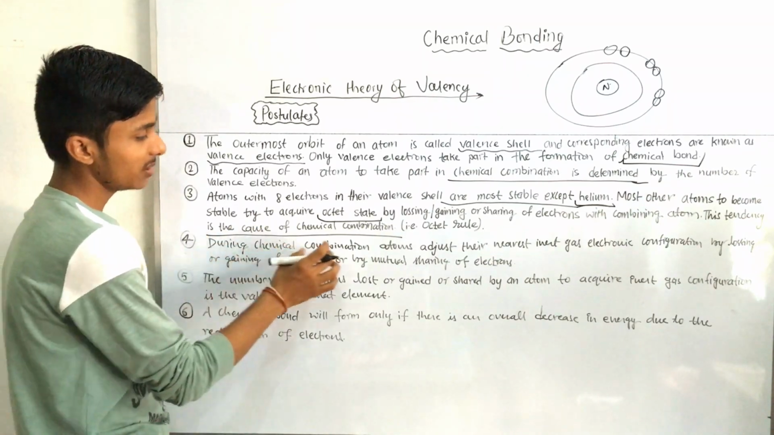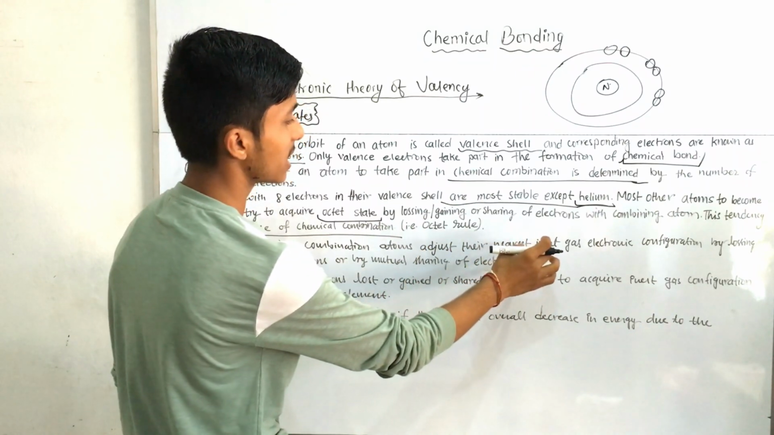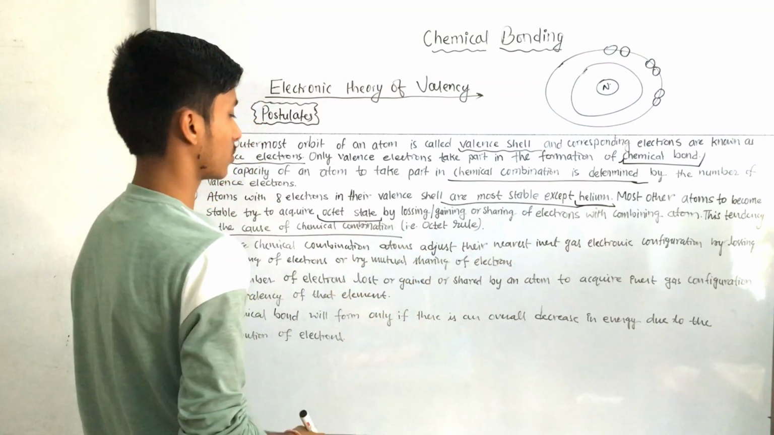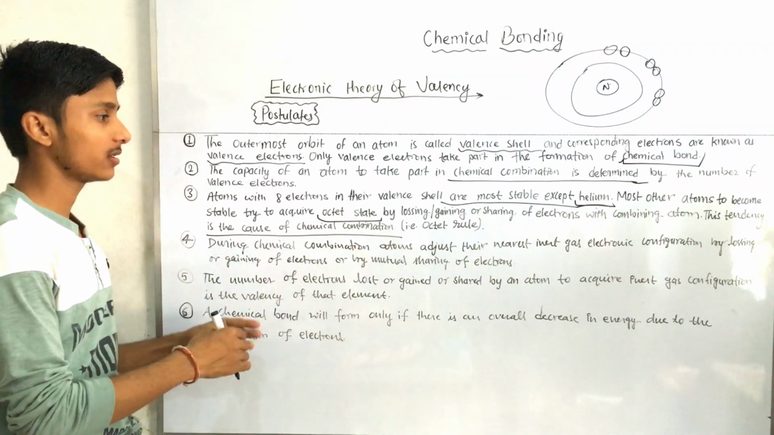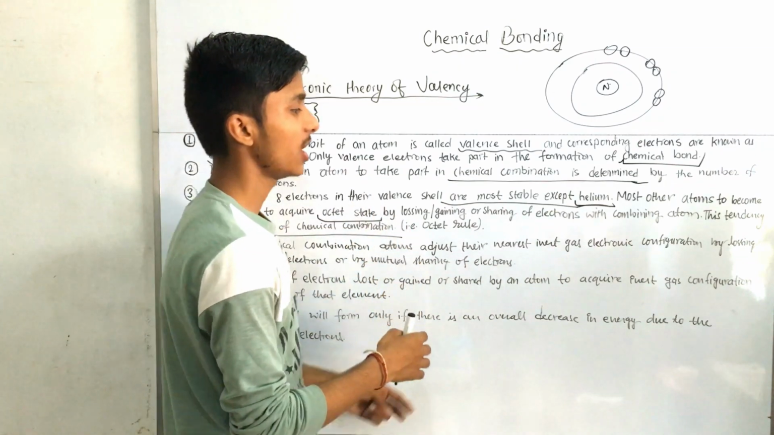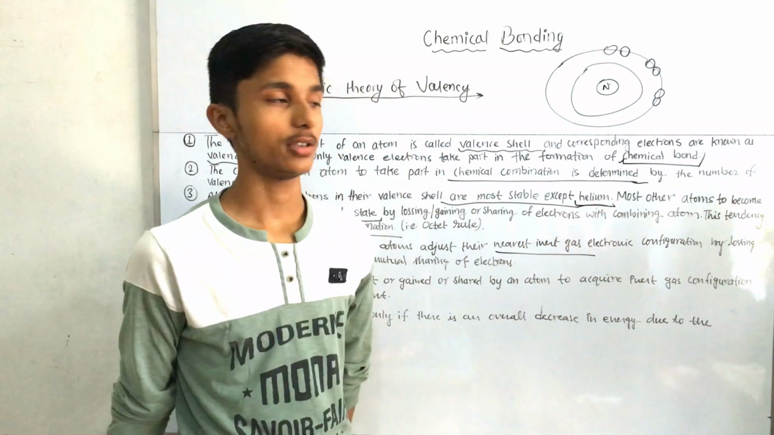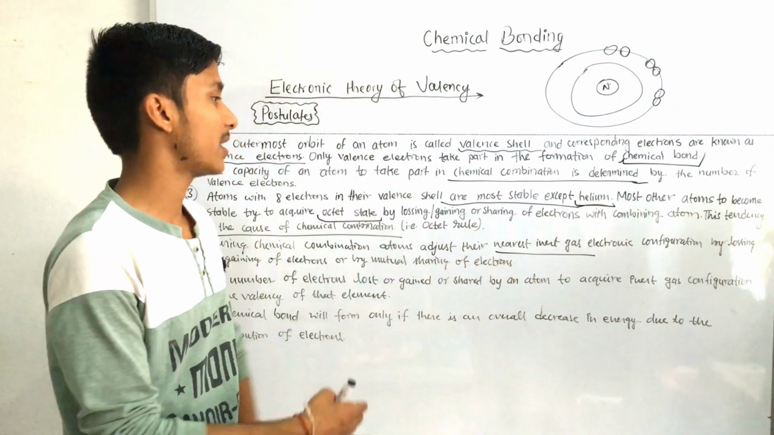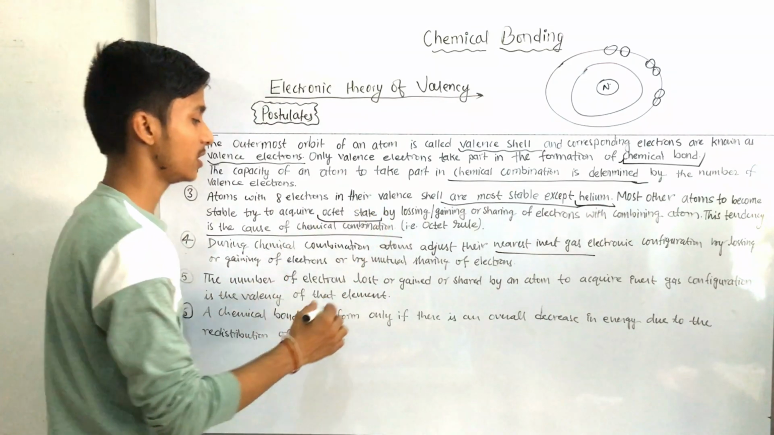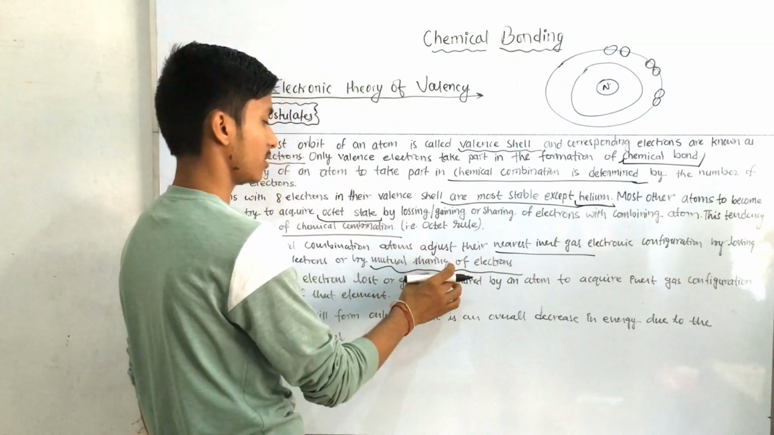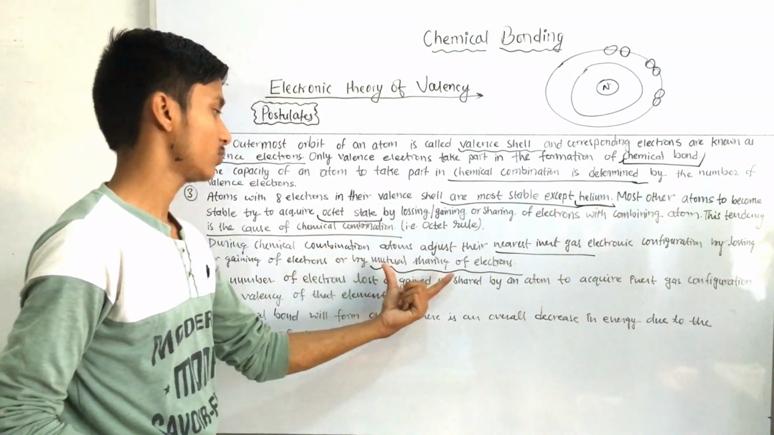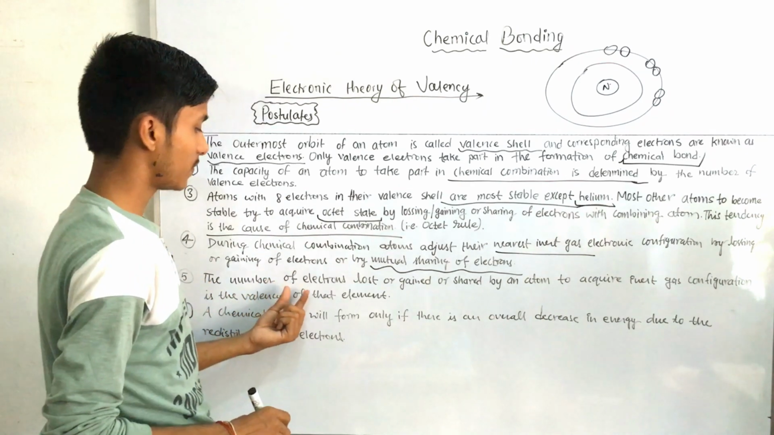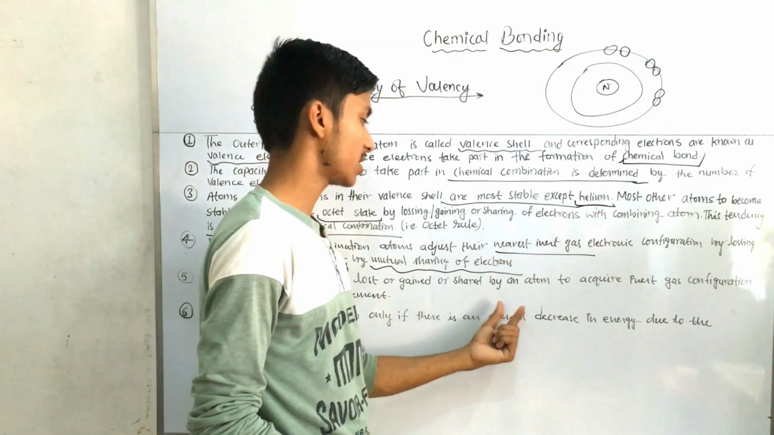Fourth point, during chemical combination atoms adjust to the nearest inert gas electronic configuration by losing or gaining of electrons or by mutual sharing of electrons. This means the atoms of other elements want to be like the atom of the nearest inert gas element. They want to make their configuration like the nearest inert gas electronic configuration, either by losing, by gaining, or by mutual sharing of electrons. This term we will discuss in bonding.